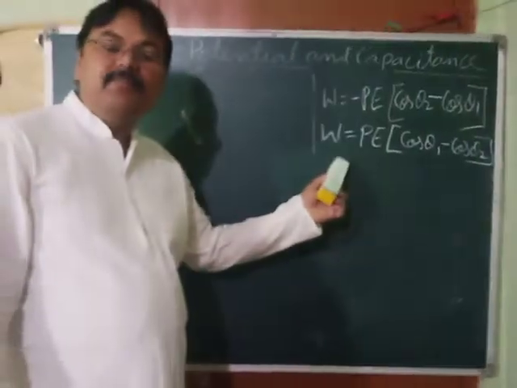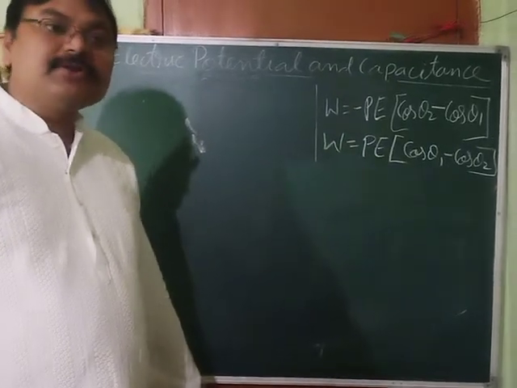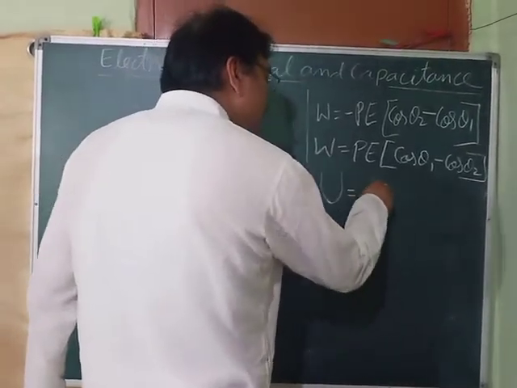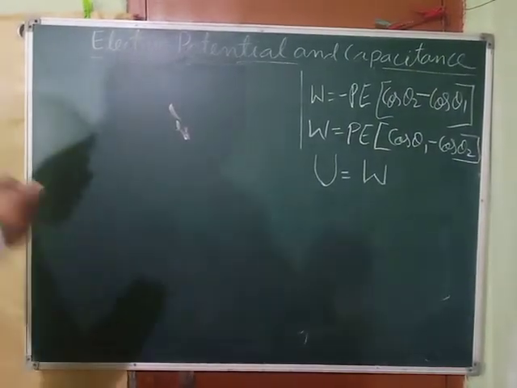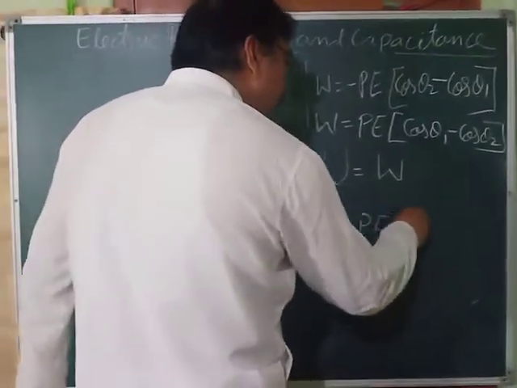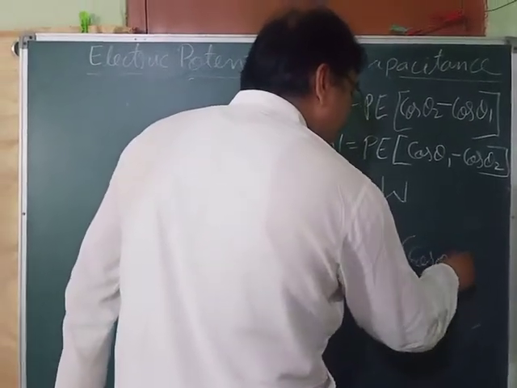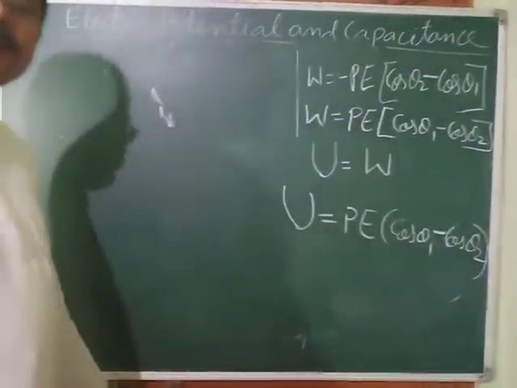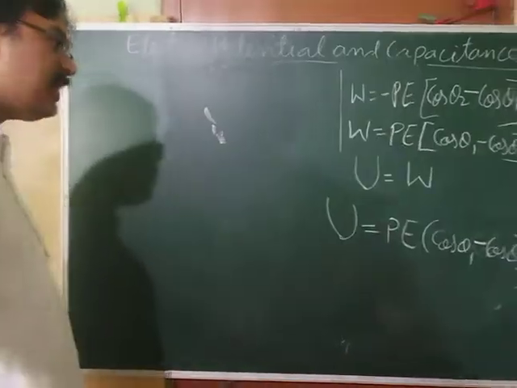After this, what will you write? Start writing. According to the definition of potential energy, U is equal to W. Now, what can we write? U is equal to PE (cos theta 1 minus cos theta 2). Here theta 1 is the initial angle and theta 2 is the final angle. So we can take different cases.